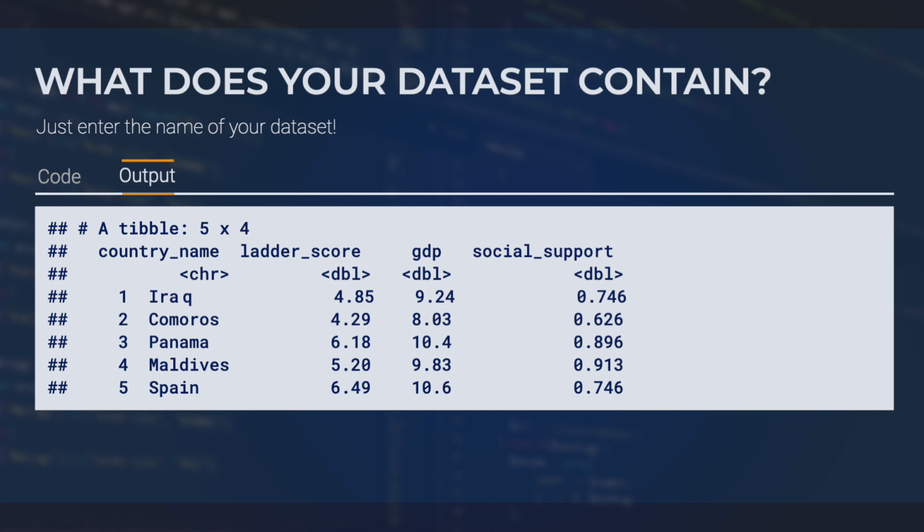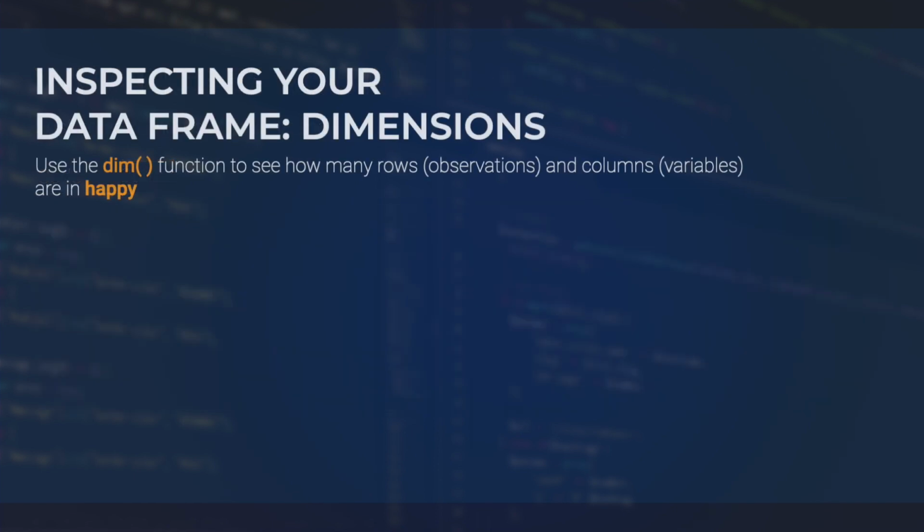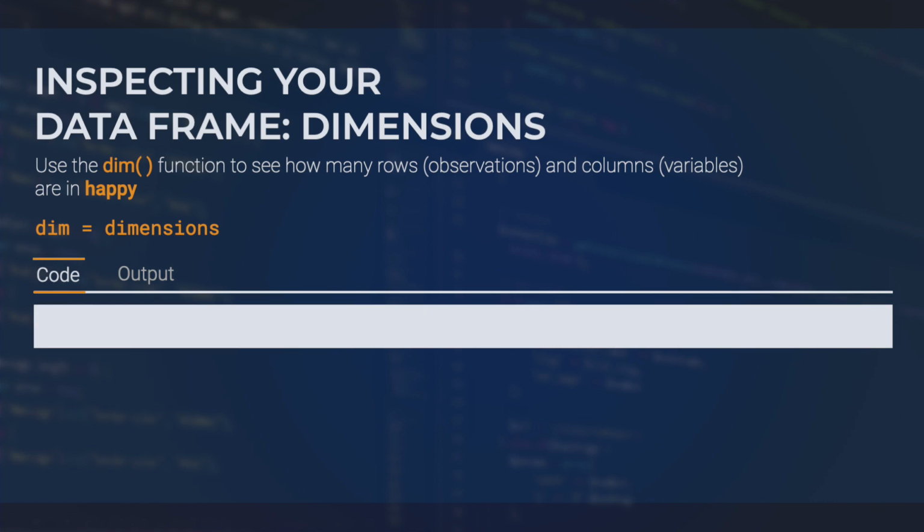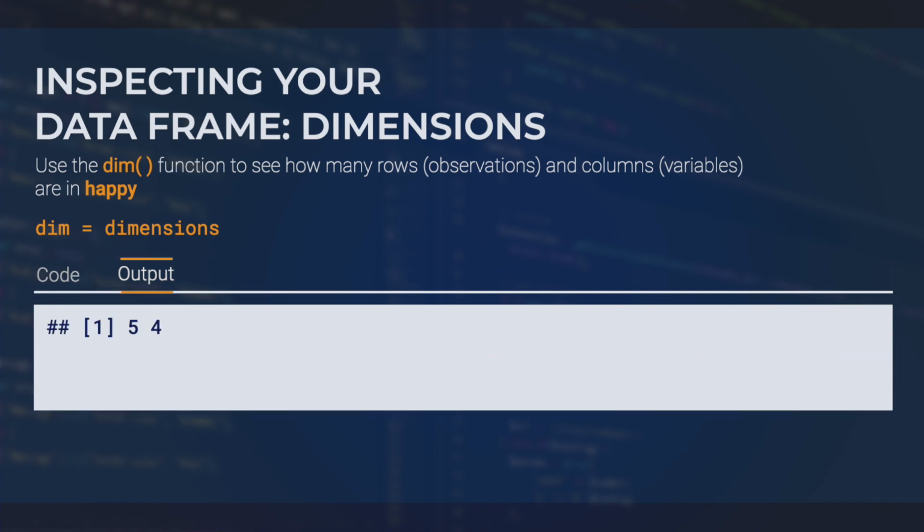We'll continue our EDA by using some simple but useful functions, and we'll begin with dim. Dim is a simple function with a simple output. Dim stands for dimensions. The code is simple. We type dim and enter the name of the dataset within the parentheses. If we look at the output, we can see that we just get 2 numbers. Since this is a rectangular dataset, it has rows and columns. And dim just gives you the number of rows, which is 5, and the number of columns, which is 4.